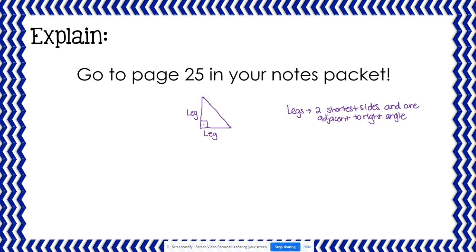The side that is opposite of the right angle is called the hypotenuse. So the hypotenuse is always the longest side of the right triangle, and it is opposite of the right angle.